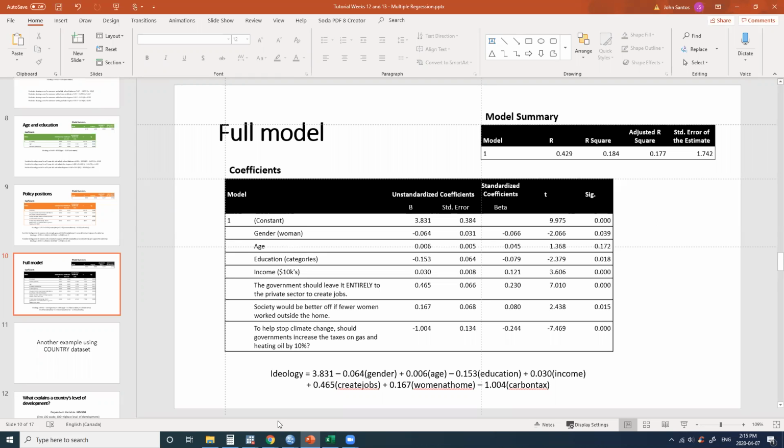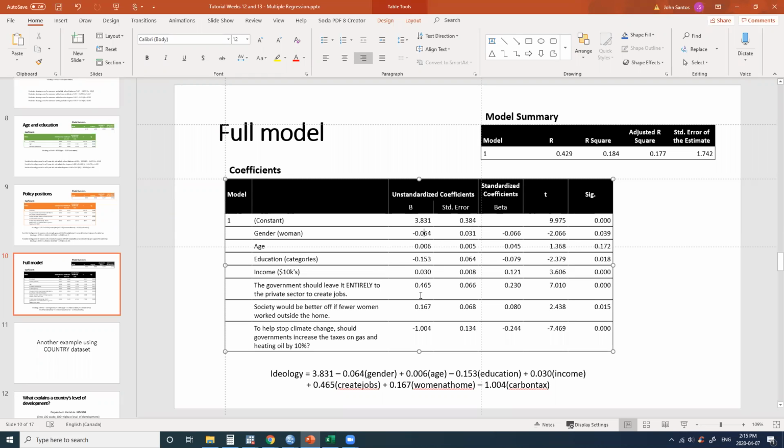Let's look now at the model results, right? And so we can look at the unstandardized coefficients. This allows us to make substantive interpretations, right? So the coefficient for gender is negative 0.64, right? So that's telling us that the average woman is 0.6 of a point to the left of the average man.